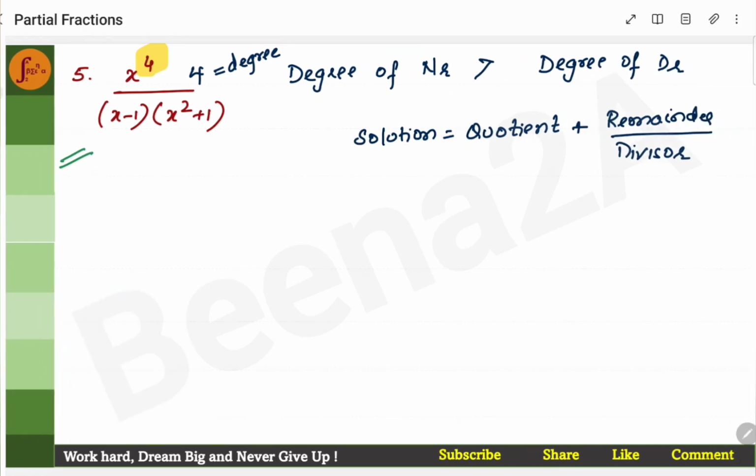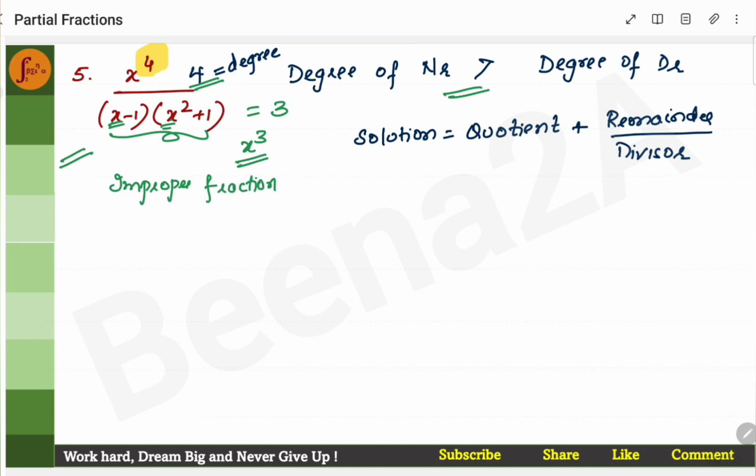This is a little tricky. So just watch carefully. Here, what is the degree of numerator? It is 4 because the highest power of x is 4. What is the degree of denominator? Here you have to multiply these x terms. So x square into x is x cube, right? So what is the degree? It is 3. Now if you notice, degree of numerator is greater than degree of denominator.